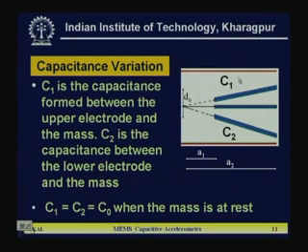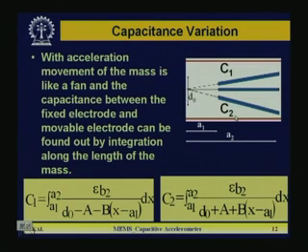Now, C1 is the capacitance between the top electrode and the seismic mass, and C2 is the capacitance between the bottom electrode and the seismic mass. C1 is equal to C2, equal to C naught, when the mass is at rest, that is obvious. When there is no movement of the structure, which is the rest position, C1 will be equal to C2. If you move or apply g, only then will C1 and C2 vary. This is the capacitance variation, and you can see how it varies from this diagram.